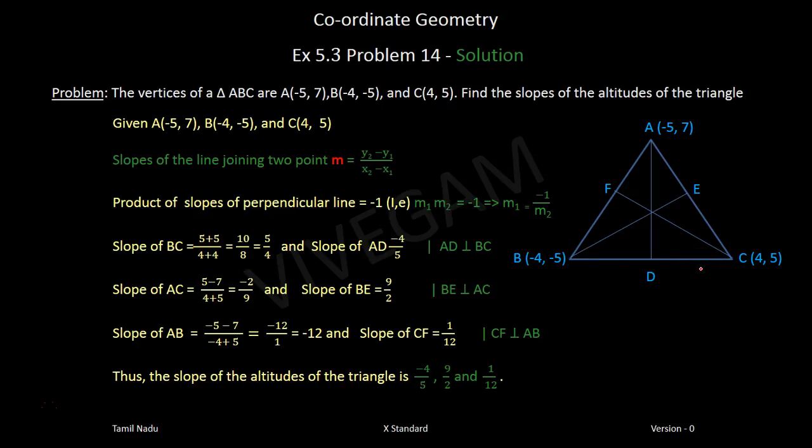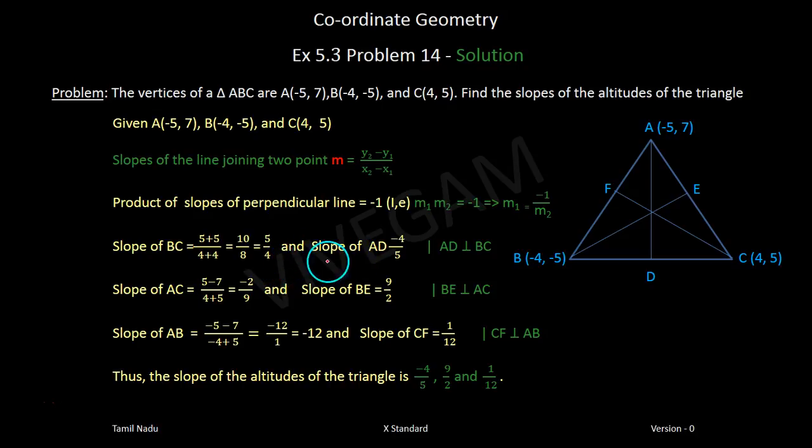Now first step, find the slope of BC. That is y2 minus y1 divided by x2 minus x1. So 5 minus of -5 will become 5 plus 5. Then 4 minus of minus 4 will become 4 plus 4. So this is 10 by 8, that is 5 by 4.